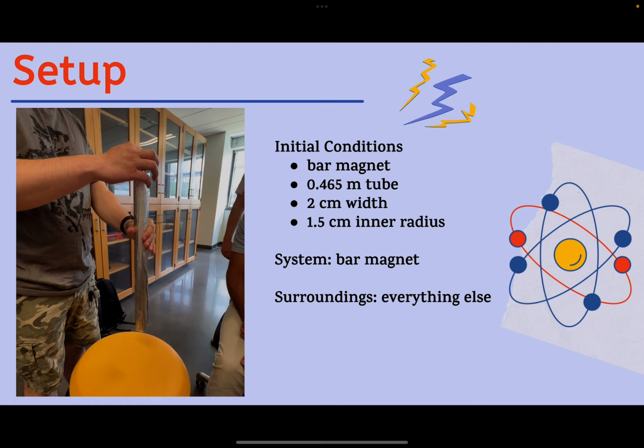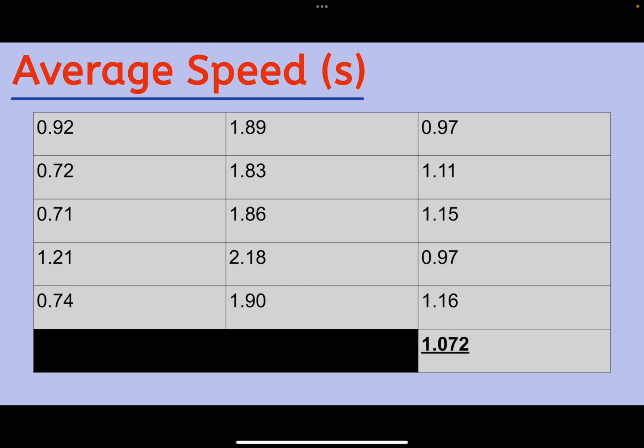For the real-world setup, the materials included a bar magnet, a 46-centimeter long tube wrapped in aluminum foil, and a video recorder, or phone. The tube dimensions include an inner radius of 1.5 centimeters and outer radius of 2 centimeters. For each trial, the magnet was held above the tube, released, and its motion was recorded until it exited the tube. After 5 trials were conducted, the average fall time was calculated to be 1.072 seconds.